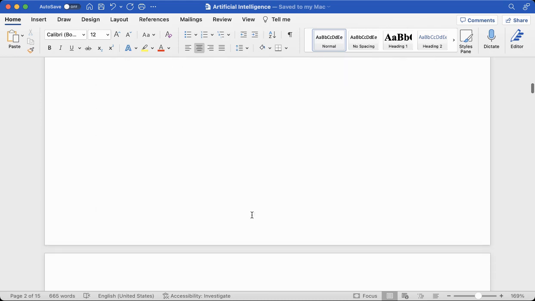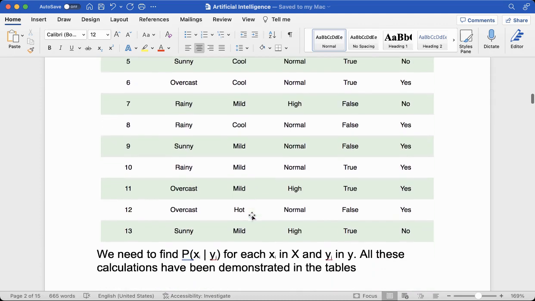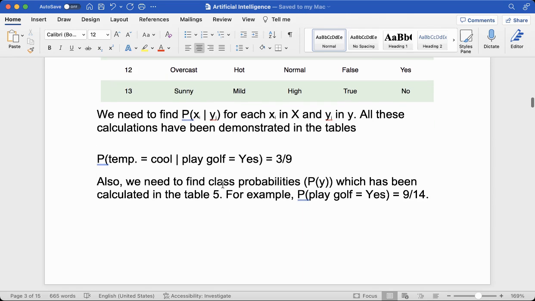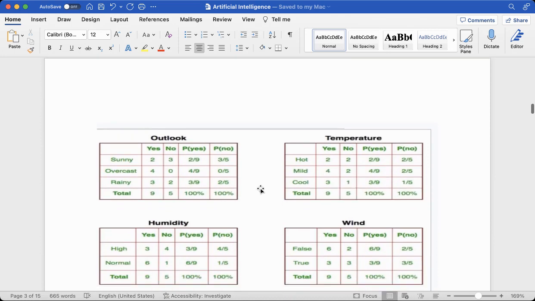Okay, so what I have done over here, we need to find the P(xi | y) for each xi in x and yi in y. All these calculations have been demonstrated in the table. So what I did, here is the table.